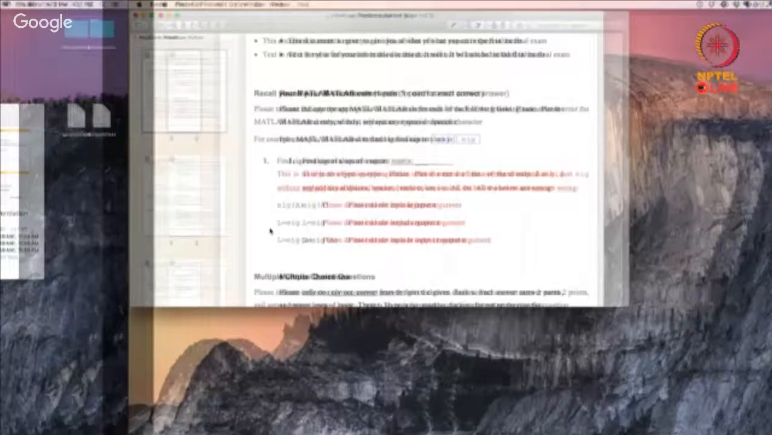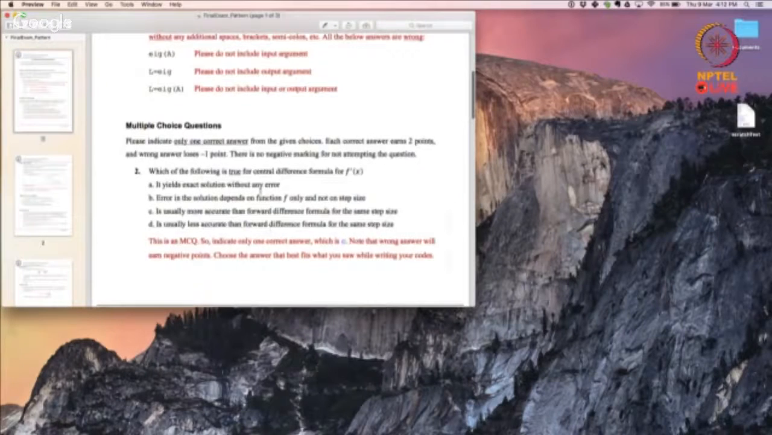Let's go to the second set of questions. The second set of questions are multiple choice questions. You need to be a little bit careful with respect to multiple choice questions because there is a negative marking for multiple choice questions: 2 points for the correct answer, -1 for the wrong answer. So let's look at the multiple choice question that we have over here.